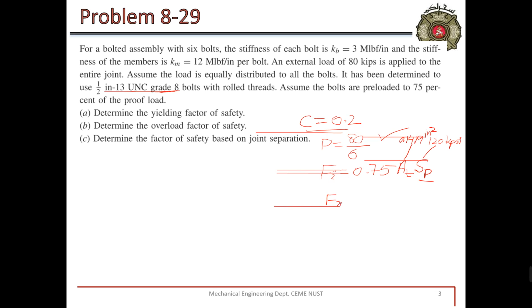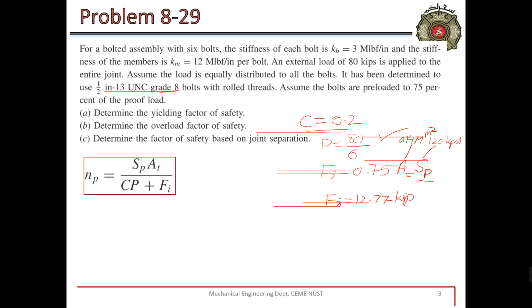Fi in this case is equal to 12.77 kip. These are the known values for this specific problem. Now what have they asked? They have asked us to determine the yielding factor of safety.